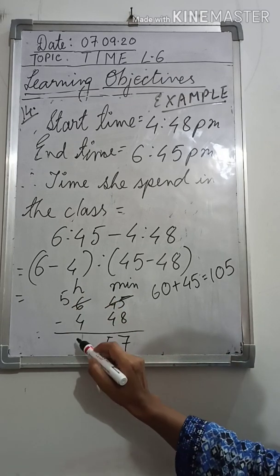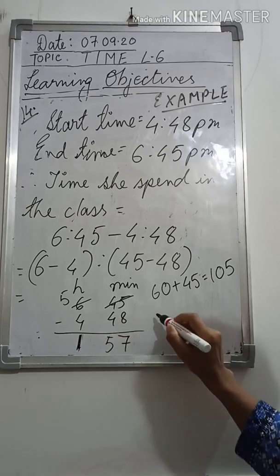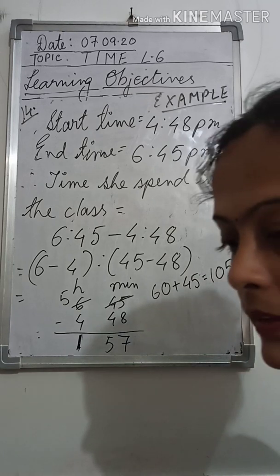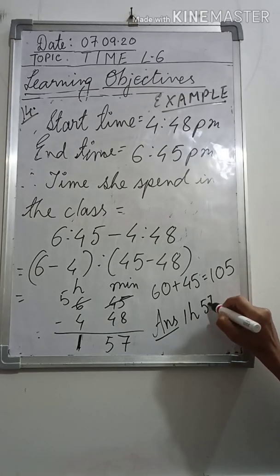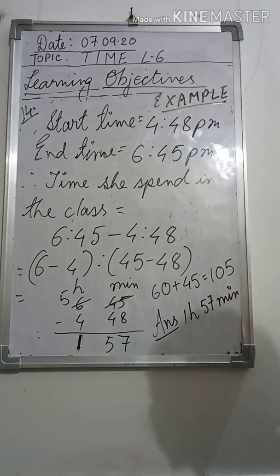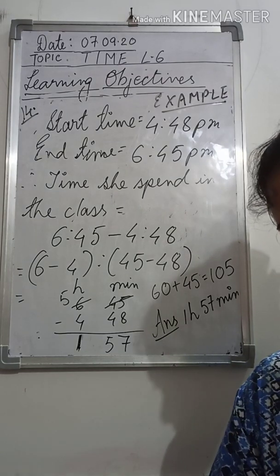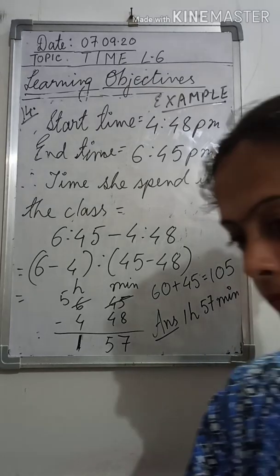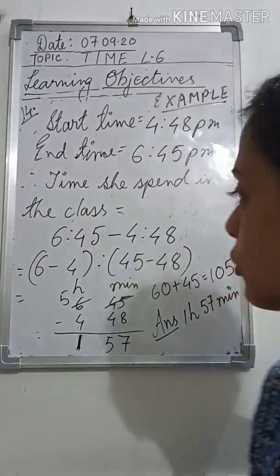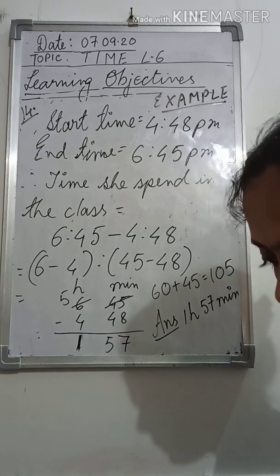Okay, done. So now 5 and 4 you subtract, you get 1. So what is your answer? 1 hour 57 minutes. So this is the time she has spent in the class. You can see in your book also the answer is given as 1 hour 57 minutes she spent in the class. So you can do it in this way also. So done everybody, children? Just copy it down near the question in your textbook only, so that you don't forget the sum.